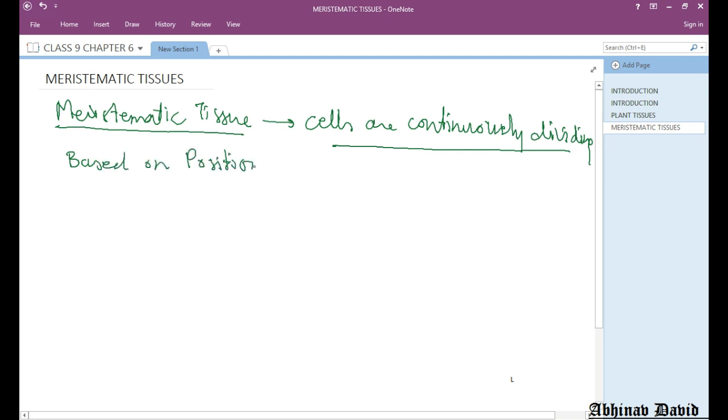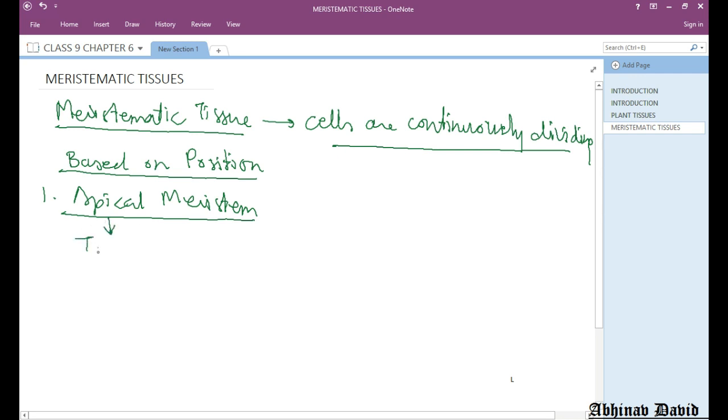Okay, so based on the position, they are divided into three categories. Let us discuss number one, that is apical meristem. As the word suggests, apical means tip. So basically they are present at the tip of the stem and they are present at the tip of roots.